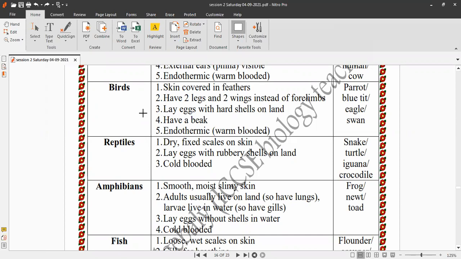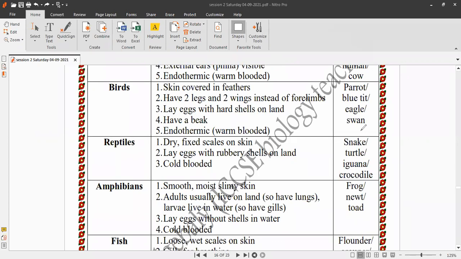But how do birds have scales? Birds don't have scales. Birds have feathers. They don't have scales, but yes, scales on the legs. Look at the legs of birds, something like scales. But it is not a feature of birds, please don't write it. Skin covered in feathers in birds.